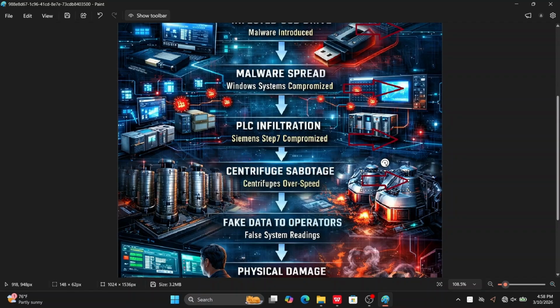It began modifying the logic inside the PLC, the programmable logic controller. These PLCs were responsible for controlling the speed of the centrifuges used in the uranium enrichment facility. So the attackers wanted to speed up the centrifuge activities.